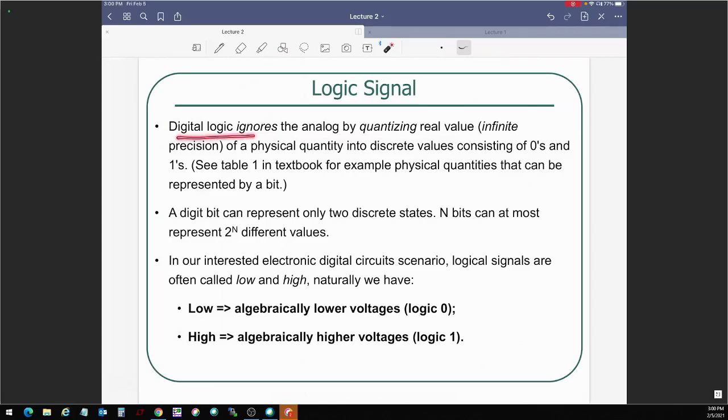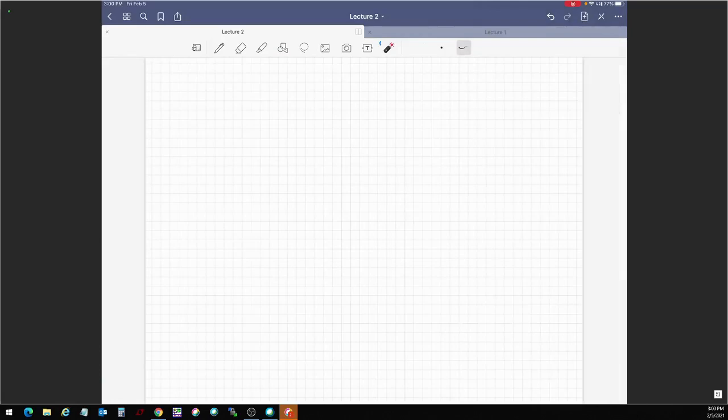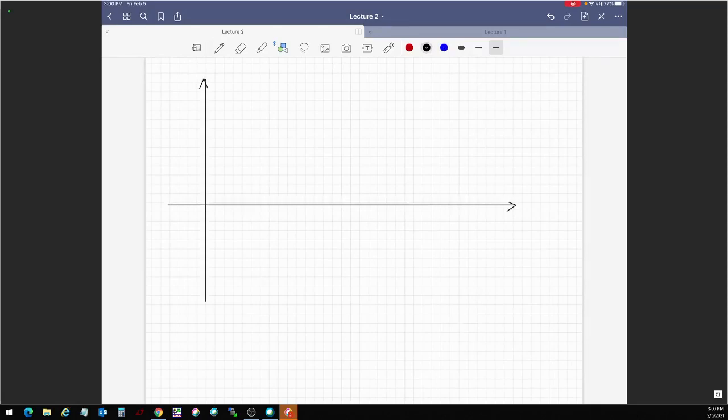So digital logic ignores analog by quantizing a real value. All right. So lots of new words there. What is a quantizer? What do you mean by ignoring the analog? Let's take a look at this by looking at the analog to digital conversion process. So suppose you have an analog signal, right? I'm going to take a voltage waveform, for example, and define the x-axis over here as time, and the y-axis could be a voltage, could be a current. Just for the sake of discussion, I will say this is a voltage, right?